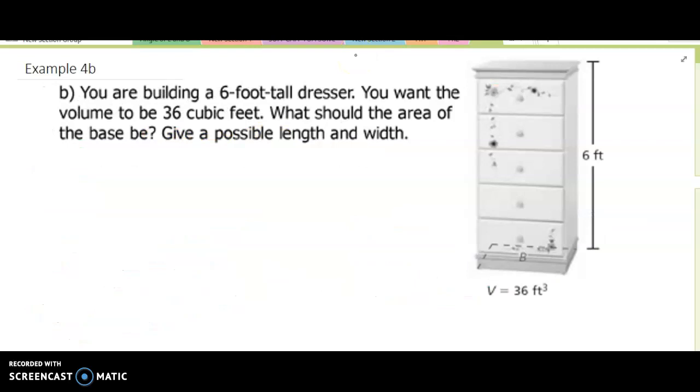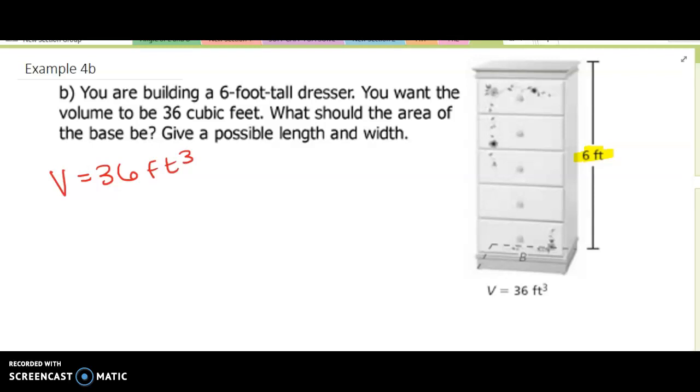All right, let's look at another example here. Okay, so we have these drawers here. It says we're building a 6-foot tall dresser, so we know the height here is 6. You want the volume to be 36 cubic feet. Okay, so the volume needs to be 36 feet cubed. What should the area of the base be? Give a possible length and width.